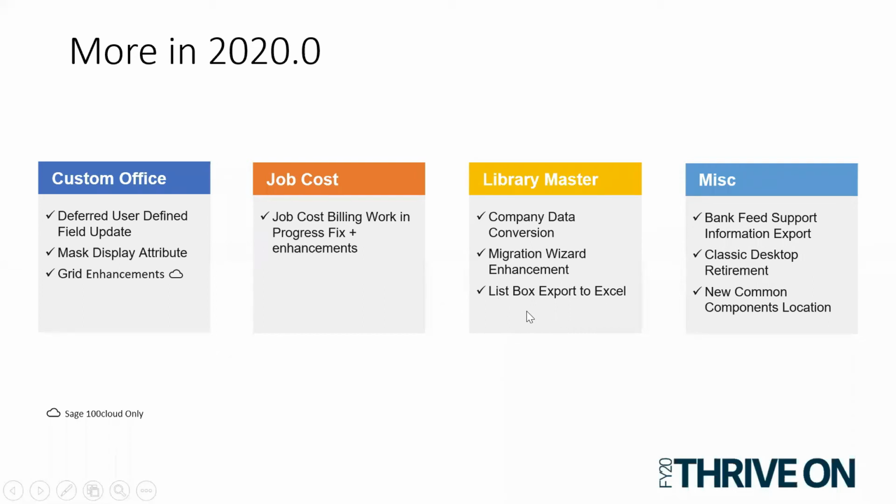In Library Master, there's a company data conversion that's going to make upgrades more efficient, as well as the migration wizard enhancement. And then there's also going to be list box export to Excel to make things much quicker to automatically create custom lists and export those directly into Excel for reporting purposes. They're going to be more support and information and ways to use the bank feed export.